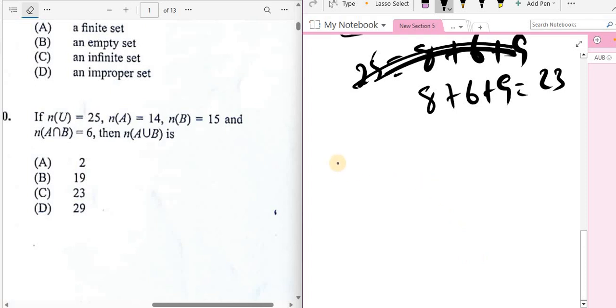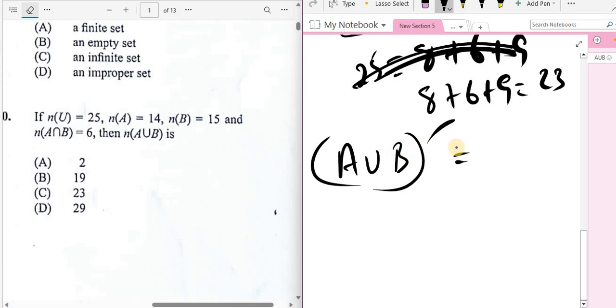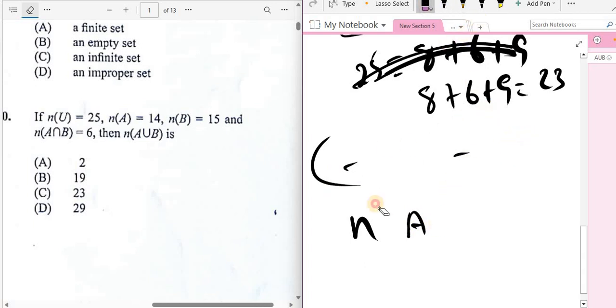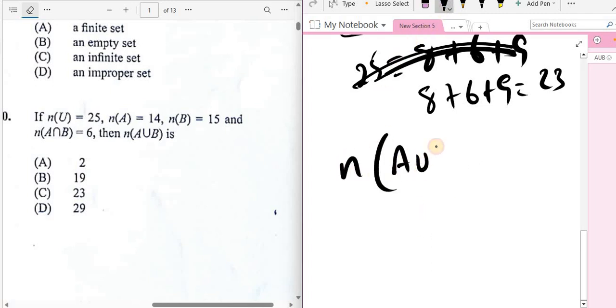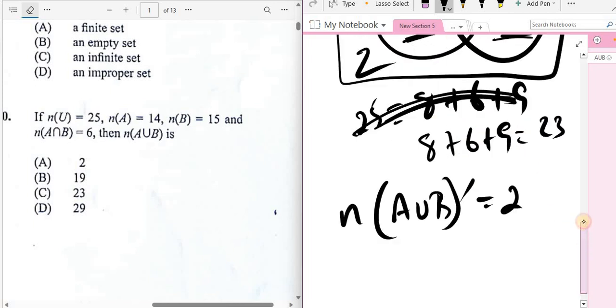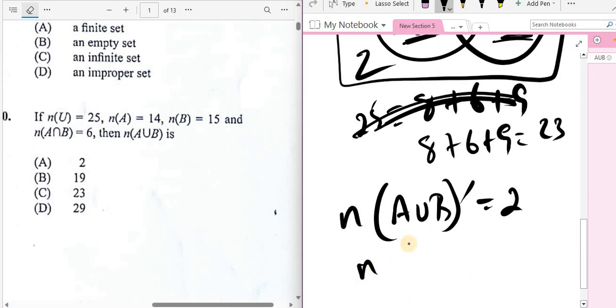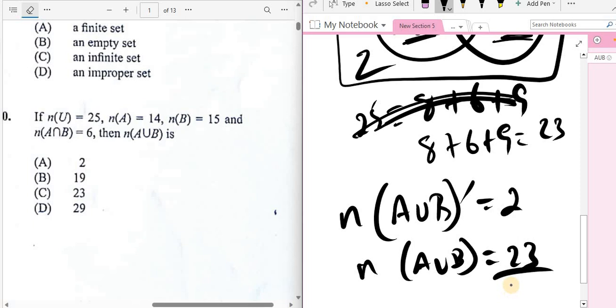And the section outside, we call it what? A union B complement. And in that amount, we have what? We have the number what? 2, right? Right, let's do this. The number of elements in A union B complement would equal to what? 2. Alright, and the number of elements in A union B would be what? 23. So when you combine them, what do you get? 25.